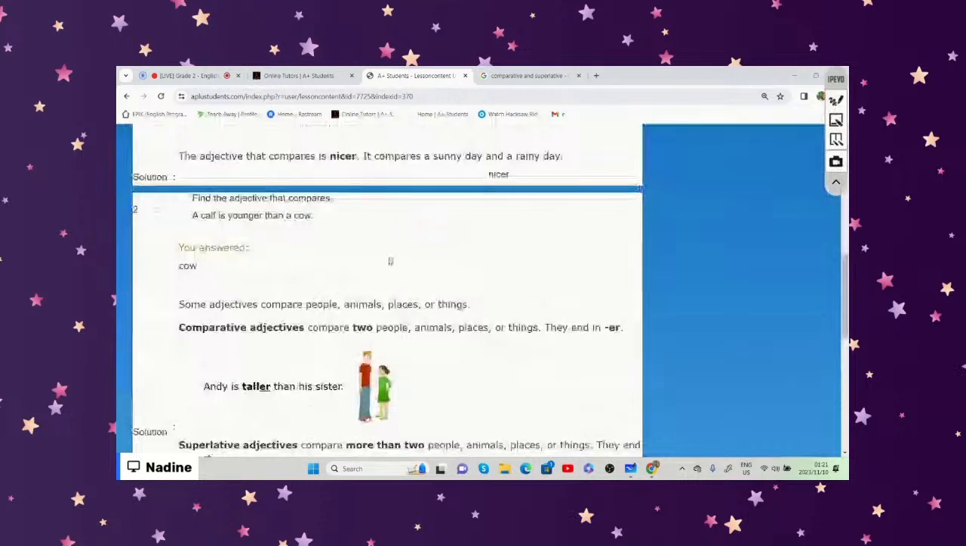We need to find the adjectives that compare. A calf is younger than a cow. So we need to find the adjective that compares. What is the word that compares the calf as well as the cow? So the calf is younger than a cow.